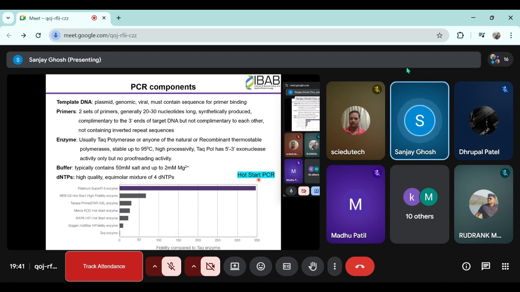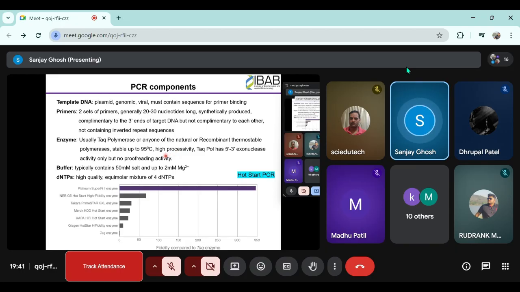Okay, there is another technique called hot start PCR. I will just mention it, but I will not describe it. Hot start PCR is when the active site of the Taq polymerase is blocked by an aptamer or an antibody. That means the Taq polymerase will not get activated until you put it in a PCR machine.